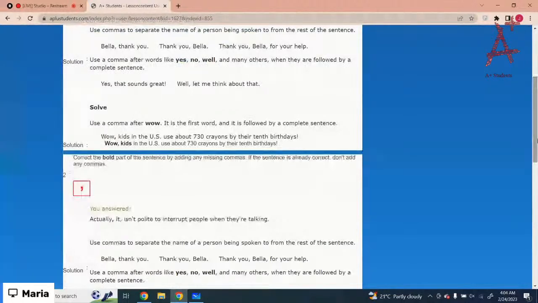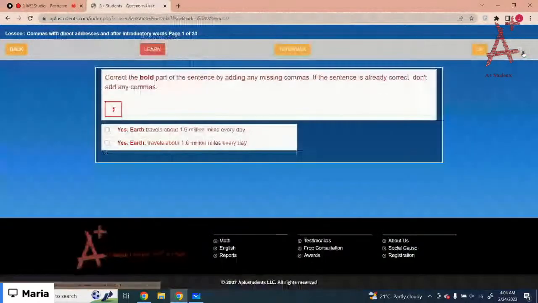Okay, let's start with the test question. Correct the bold part of the sentence by adding any missing commas. If the sentence is already correct, don't add any commas. Yes, Earth travels about 1.6 million miles every day. The second one is yes Earth travels about 1.6 miles every day. So which is the correct option? Option 1 or option 2?